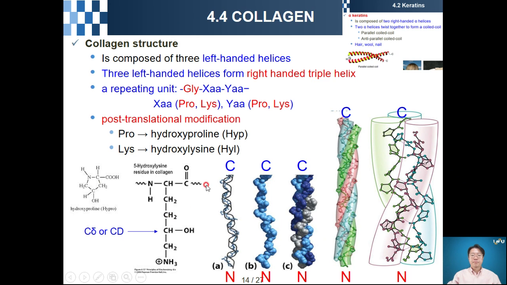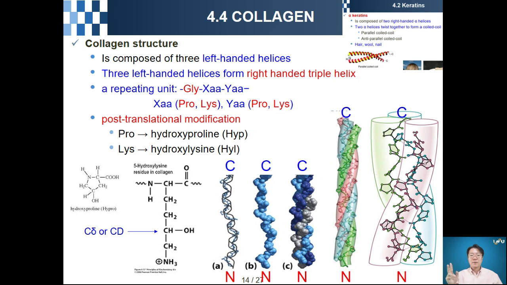How about lysine? This is the lysine structure. Lysine has C alpha, C beta, C gamma, and C delta. Initially the C delta carbon is a methylene CH2, but instead of H, an OH group is here. So this is hydroxylysine. Hydroxyproline we write as HYP, and hydroxylysine we write as HYL. We will see the effect of this post-translational modification, the hydroxylation, in collagen in a later slide.